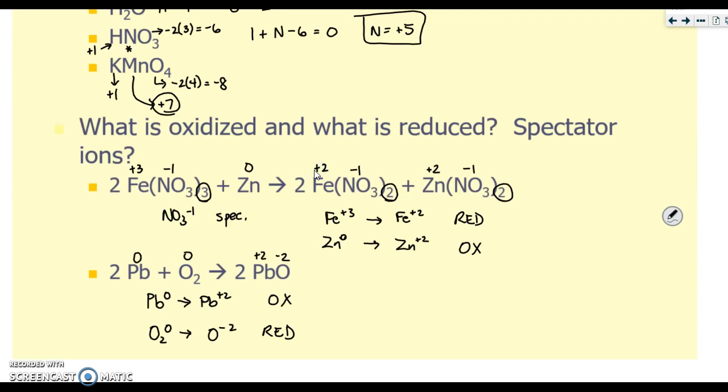Lead and oxygen by themselves are 0. When they're in the compound, they're +2 and -2. Lead went from 0 to +2, so it's more positive or oxidized. And oxygen went from 0 to -2, so it's more negative or reduced. There is not a spectator in this reaction. We will continue our study of this chapter in the next video.